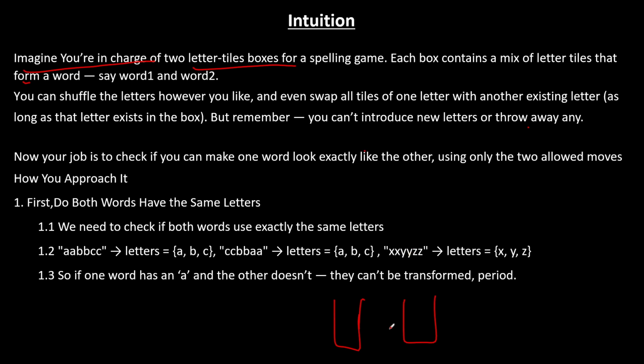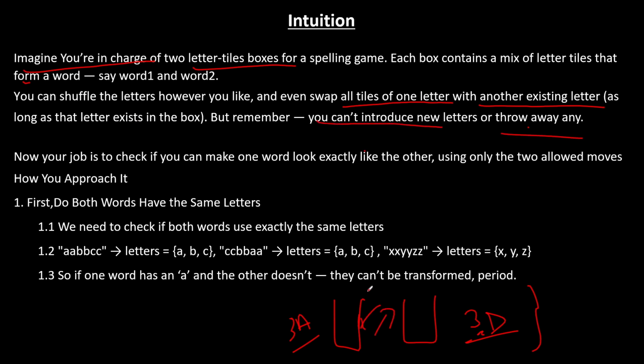Or you can swap all tiles of one letter with another existing letter. Basically, if you have three A tiles here and three D tiles here, you can swap these three tiles with the three D tiles, fine. But keep in mind, it has to be equal numbers. You cannot introduce any letters or throw away any. Basically, you cannot increment or decrement any letters. Now your job is to check if you can make one word exactly like the other using only the two allowed moves. Okay. I hope you understood the practical example of the intuition.